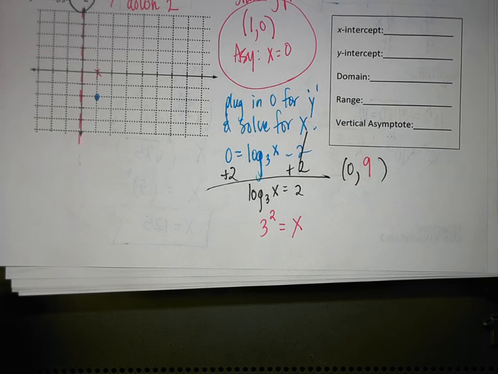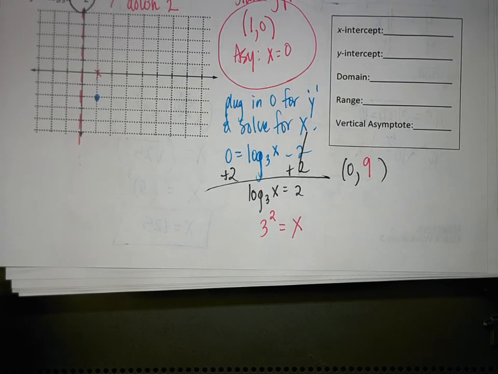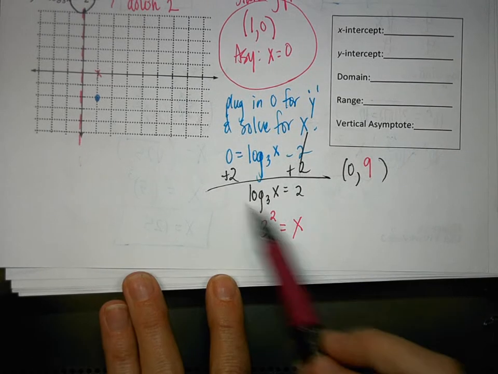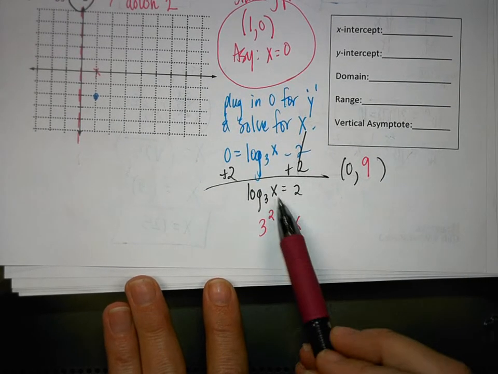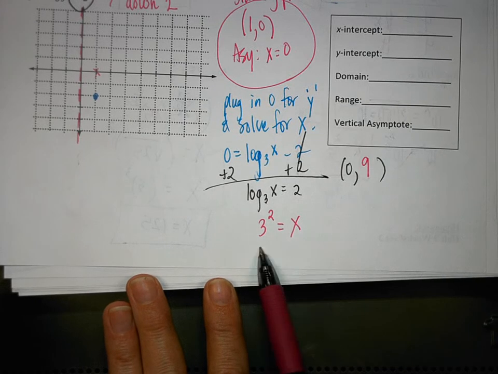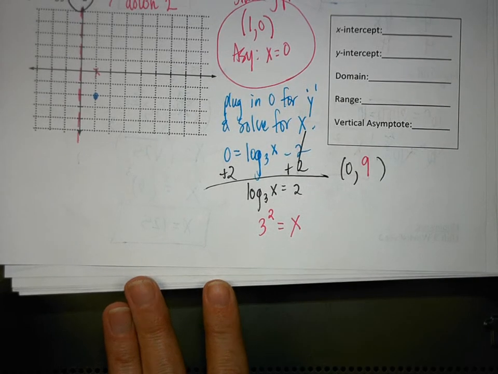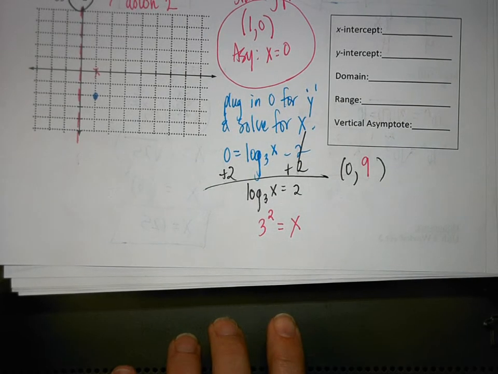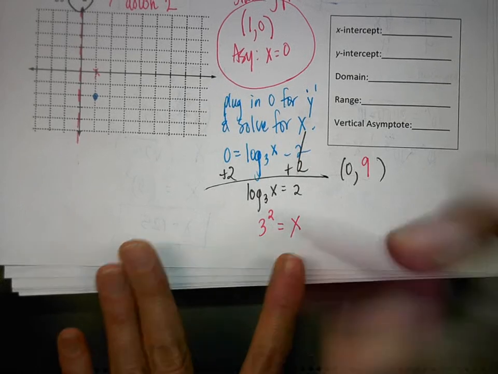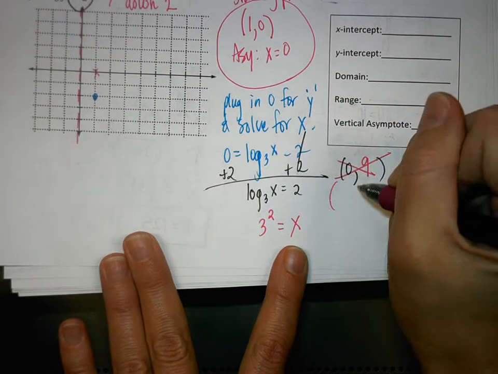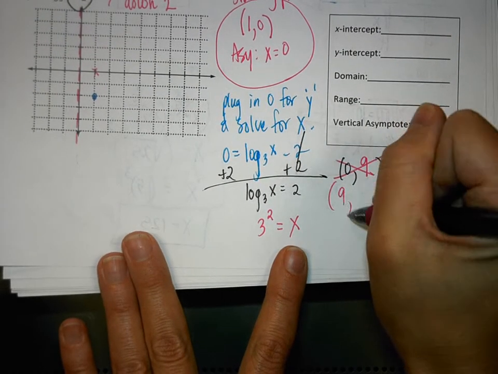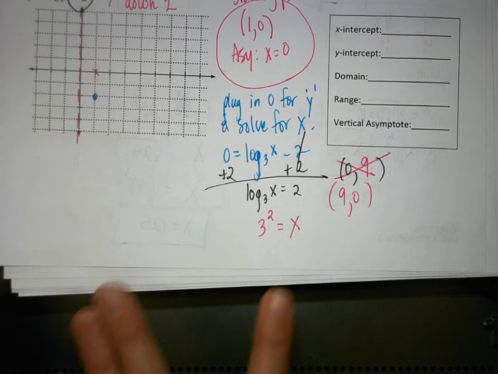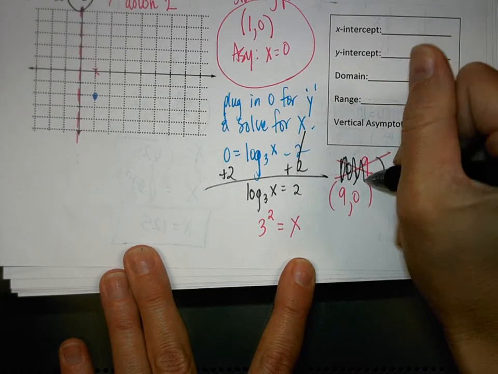So remember what we talked about earlier today is how log and exponential functions go back and forth, right? And so we have a log function. Well, if this makes no sense to you, change it to exponential form and see if it makes sense. Is this just a 9, 0 because you just solved for x? Yes, 9, 0. We plugged in 0 for y and solved for x. Thank you.